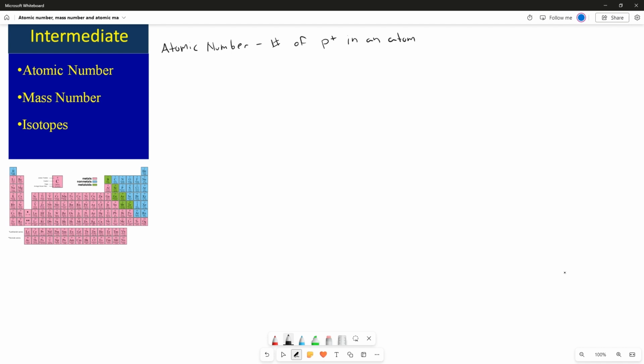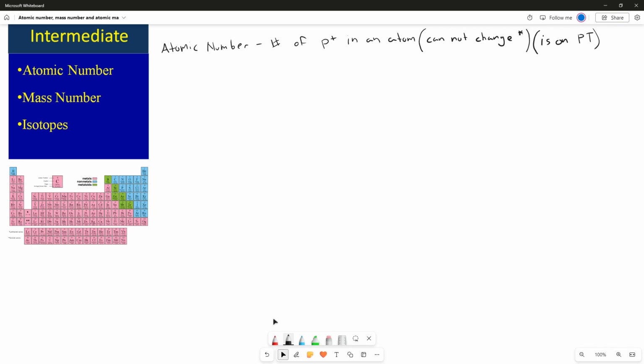And there's a couple interesting things about the atomic number. First thing, the number of protons in an atom cannot change. And I'm going to put a little asterisk next to that because there are some qualifiers that we have to put in for that. And the atomic number is on the periodic table. I'll put PT for periodic table.